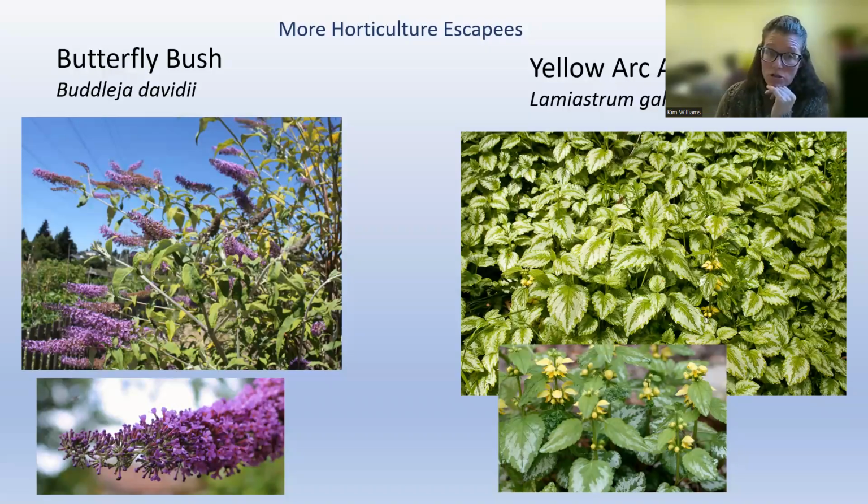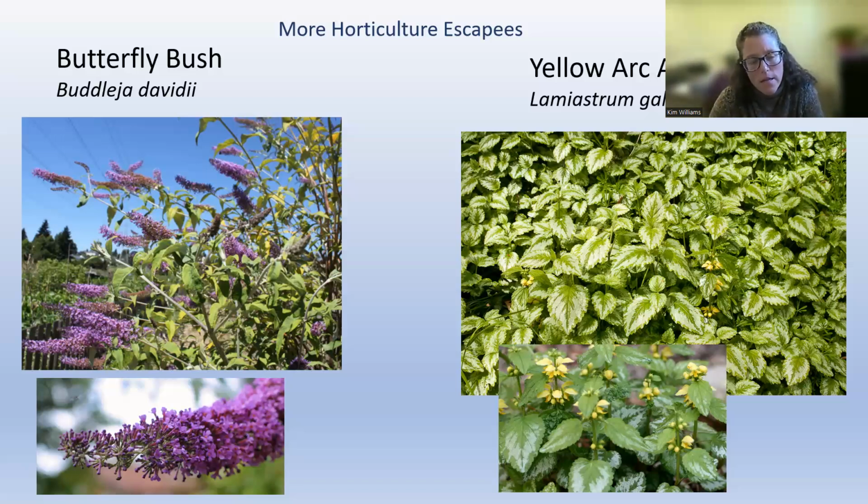And a few more horticulture escapees that I need to mention are the butterfly bush, Buddleia davidii. This one is like horrible. The Dungeness River has a horrible problem of butterfly bush, and it highly vegetatively reproduces. So a little piece drops on the ground, it starts a whole other plant. And it is also planted, people do buy it. It is sold at nurseries, even though it is on the quarantine list.